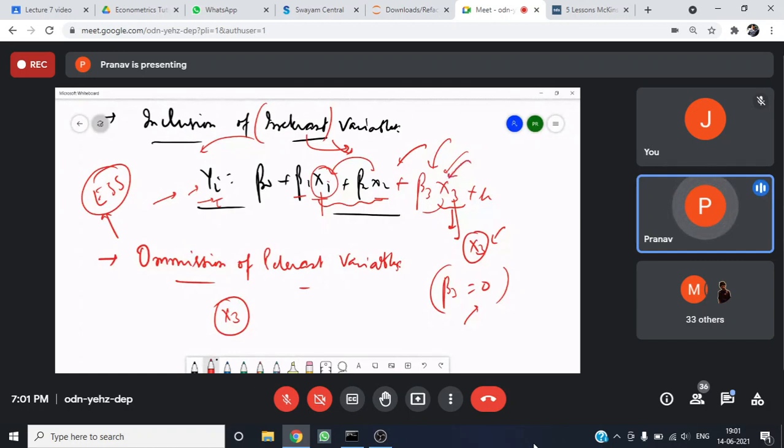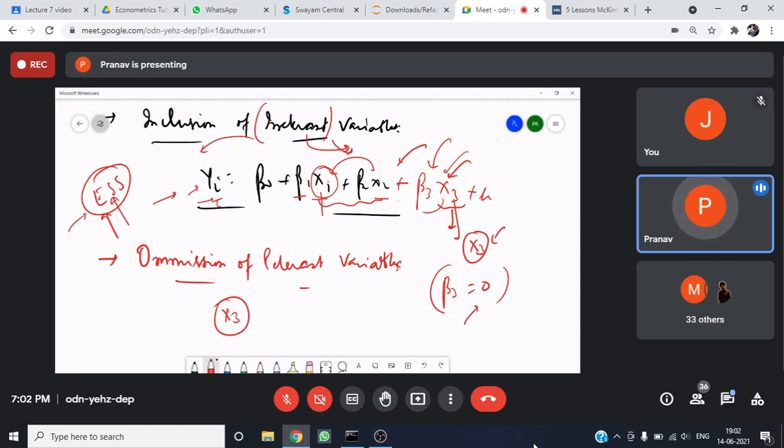So x3 is relevant even under the presence of x1 and x2, x3 somewhat contributes to increase in explained sum of squares. But the precise reason why it is called irrelevant is because it does not lead to any increase in explained sum of squares. So what it does, it leads to increase in the number of parameters to be estimated.